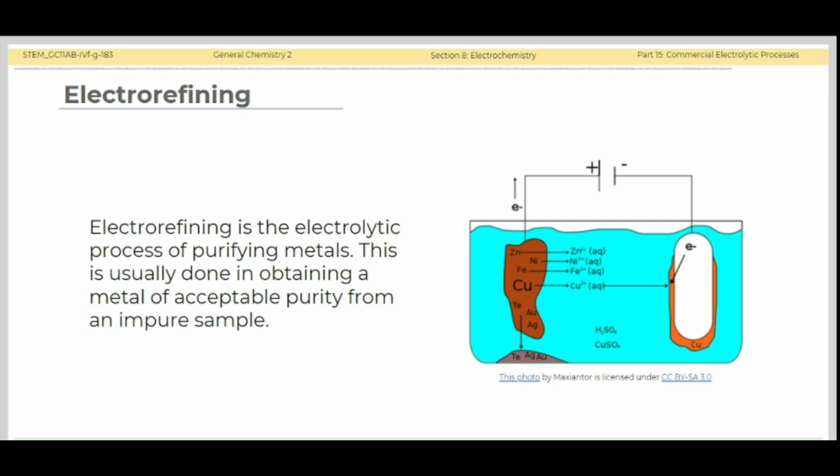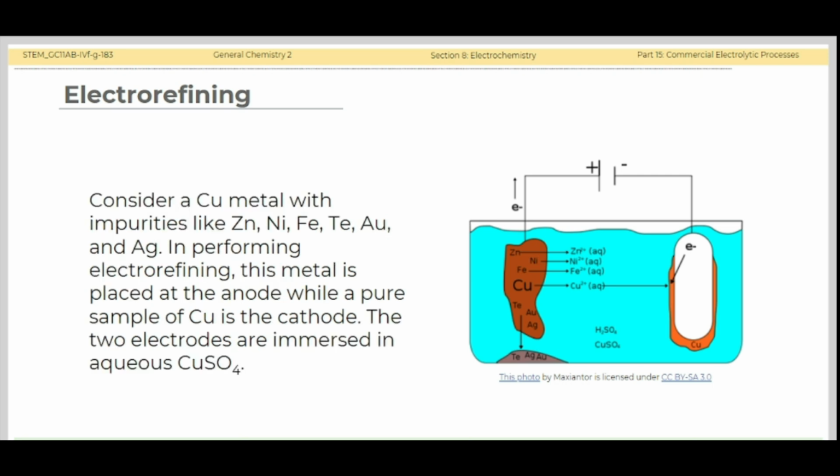Electrorefining is the electrolytic process of purifying metals. This is usually done in obtaining a metal of acceptable purity from an impure sample. Consider a copper metal with impurities like zinc, nickel, iron, tellurium, gold, and silver. In performing electrorefining, this metal is placed as the anode while a pure sample of copper is the cathode. The two electrodes are immersed in aqueous copper(II) sulfate.